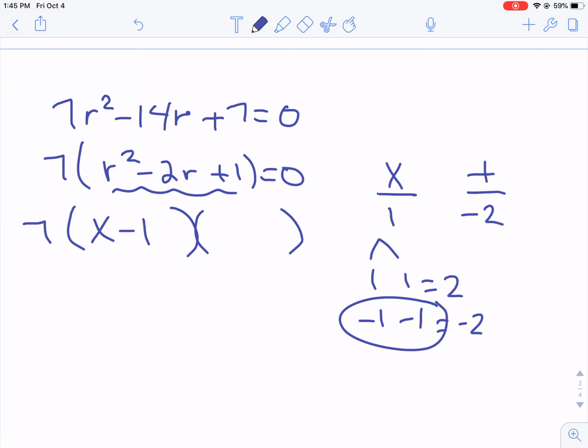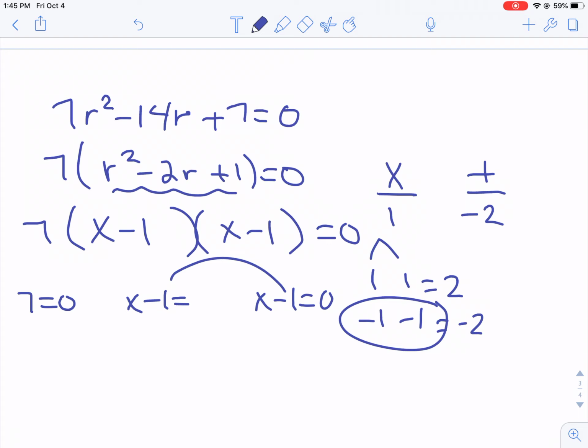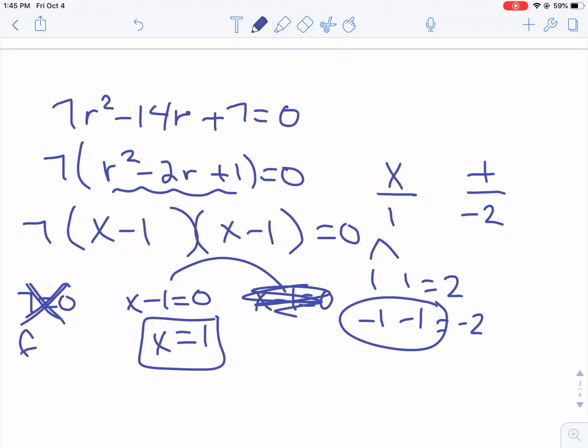So I get x minus 1 equals 0. So now I set each factor equal to 0. Well, these are the same thing, so really you don't need to do it twice, because it's going to give you the same answer. So we get x equals positive 1. Does 7 equal 0? No, it doesn't. So this one is false, so it just goes away. So this one only has one answer.